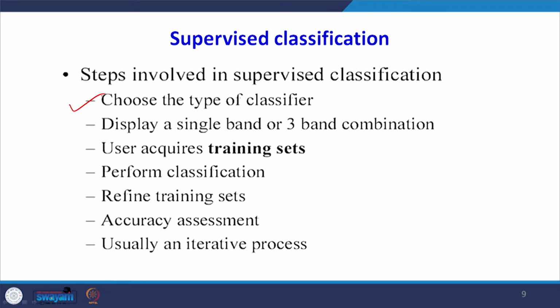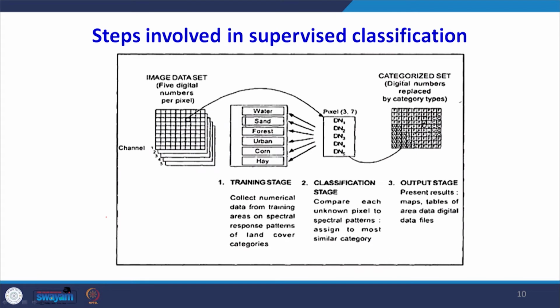These are some of the steps we follow in supervised classification. We choose the type of classifier, because again there are different methods under supervised classification. Then we display our 3-band data, acquire the training sets, and perform the classification. In one go sometimes the classification is not satisfactory, the accuracy is not that good, or some pixels are unclassified. So we refine our training sets and carry out the accuracy assessment procedure. These are the three broad steps shown in this diagram.